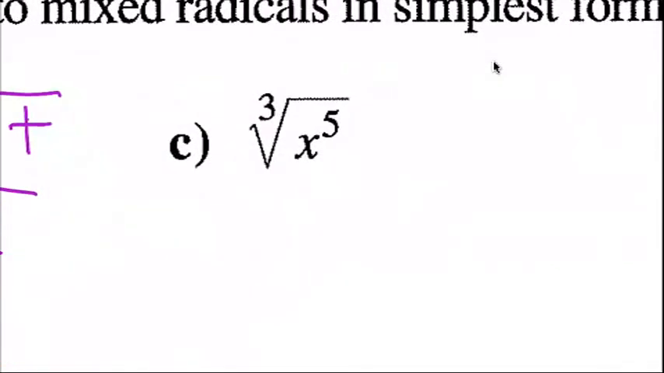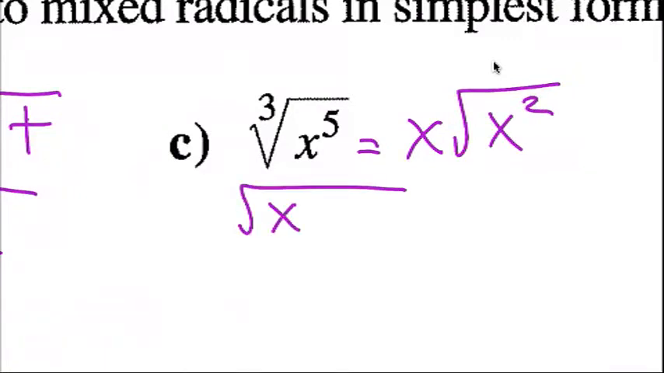Now we got a cube root. Well, we have x to the 5th, there's 5 x's. How many groups of 3 x's can I get out of x to the 5th? Well, I can only get out 1 group, x. What would be left over? 2. I could also say that's the same as x cubed times x squared.